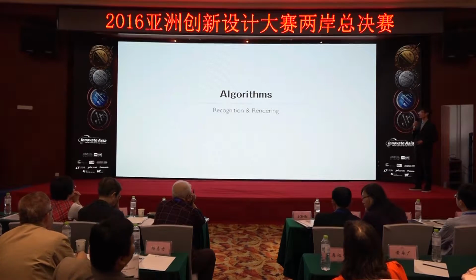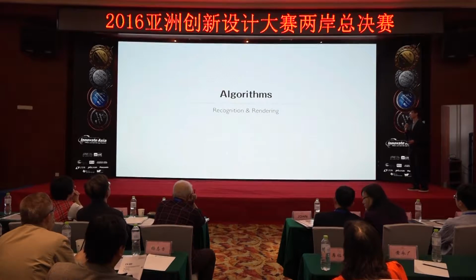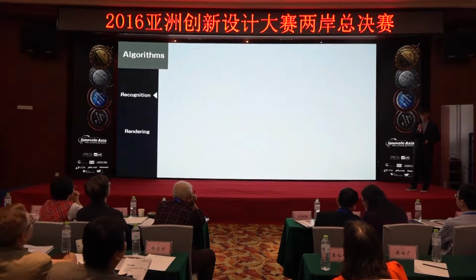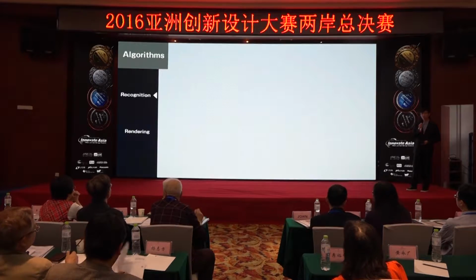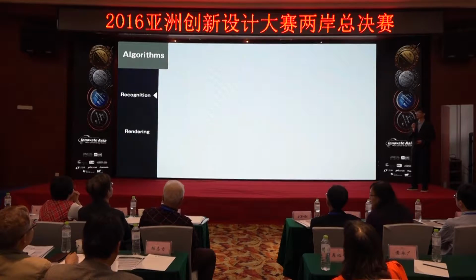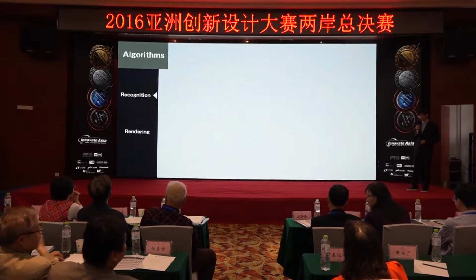So let's talk about the algorithms of our system. First, let's talk about our recognition algorithm. That is, how could the system recognize the position of the pen? Note that by pen, we actually mean this lollipop-shaped thing, as you might have noticed in the video.